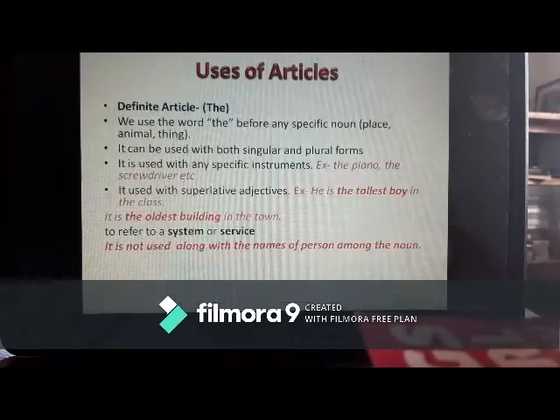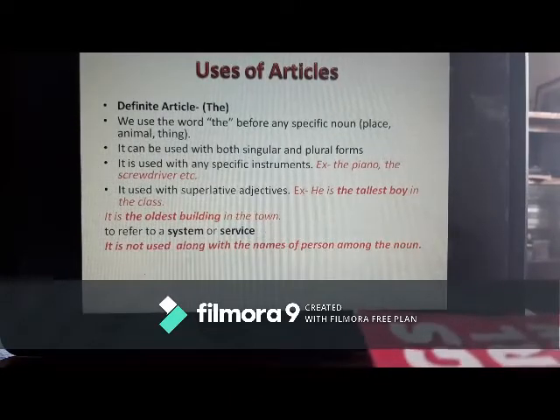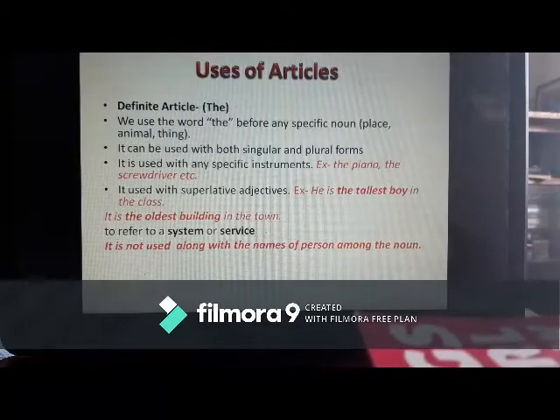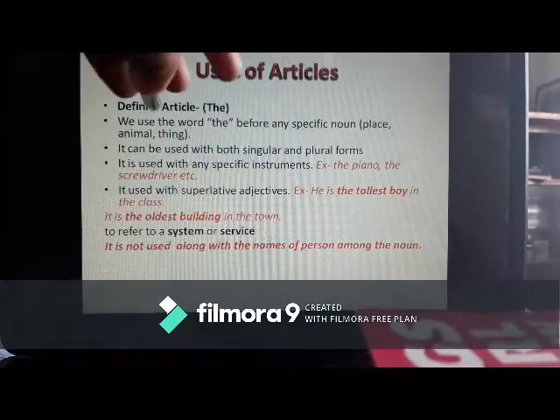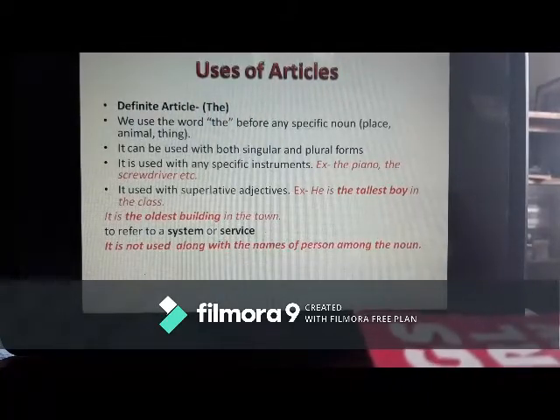Okay, going to the next one, what are the uses of articles and how do we use the, a, and an? So I'll be very brief here, because I'll be giving you a brief description, because in further videos we will be studying the articles in detail in the next video class. Okay, so definite article is the, and indefinite article is a and an.